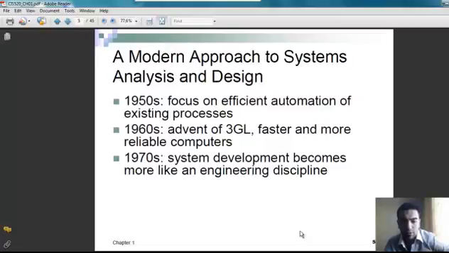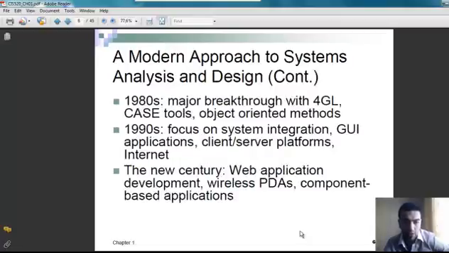In the 1950s, the focus was on efficient automation of existing processes. In the 1960s, the advent of 3GL, faster and more reliable computers. In the 1970s, system development becomes more like an engineering discipline. In the 1980s, a major breakthrough with 4GL, CASE tools, and object-oriented methods. In the 1990s, the focus on system integration, GUI applications, client-server platforms, and the internet. In the new century, web application development, wireless PDAs, and component-based applications.